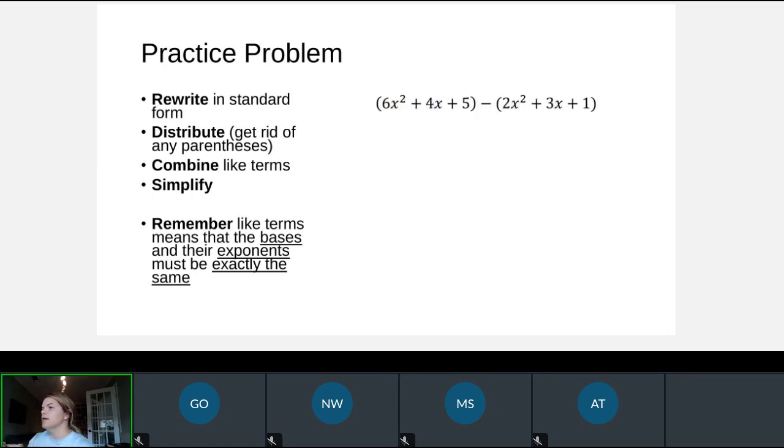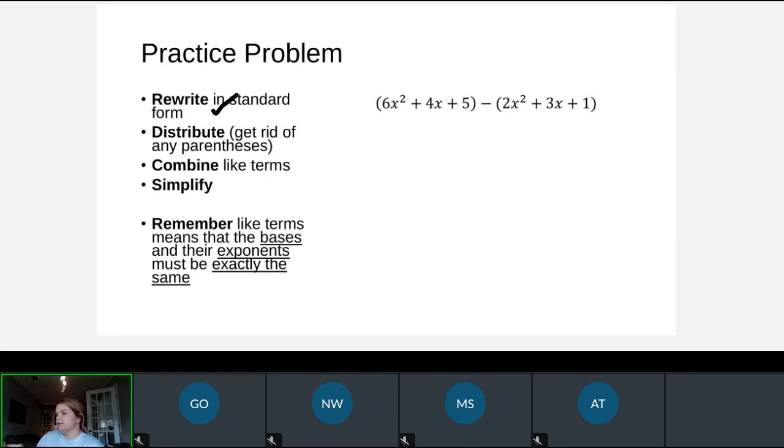Alrighty, let's go ahead and take a look at some subtraction. So I'm actually going to do this first one with you, and then we have two more. So if you would like to volunteer to work those, that would be great. Let's go through our steps. It says to rewrite in standard form. Both of these parentheses are already in standard form, so that step is done.